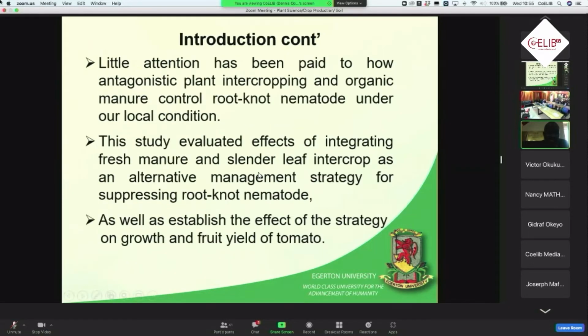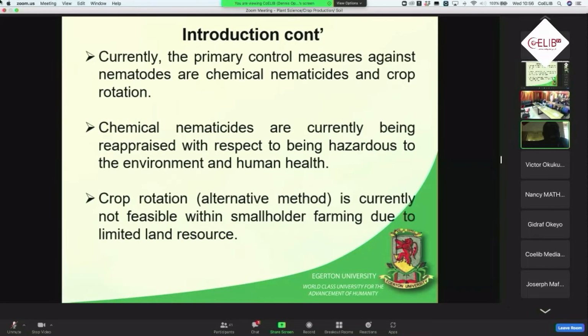So currently you find that control of root knot nematode is controlled the previous slide. You move back, previous one.